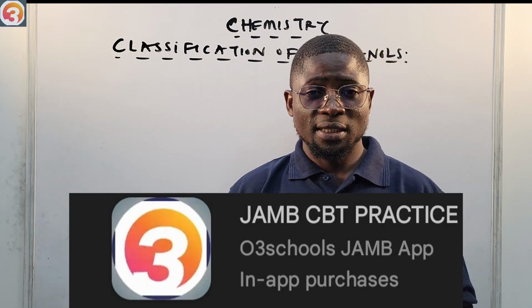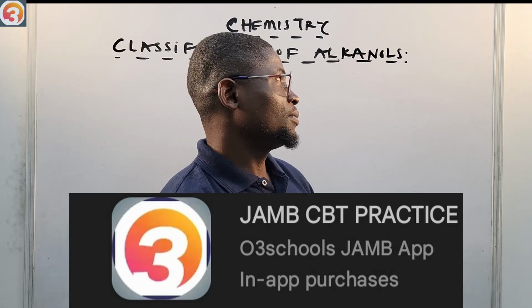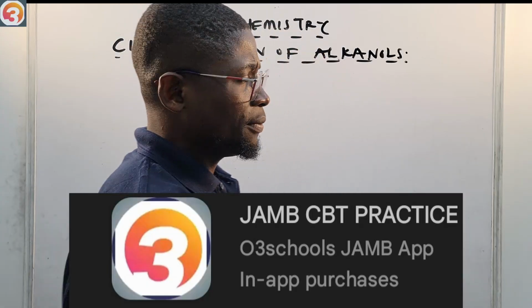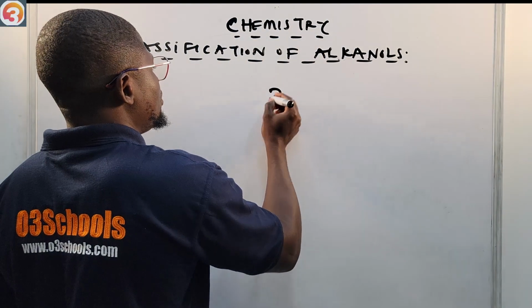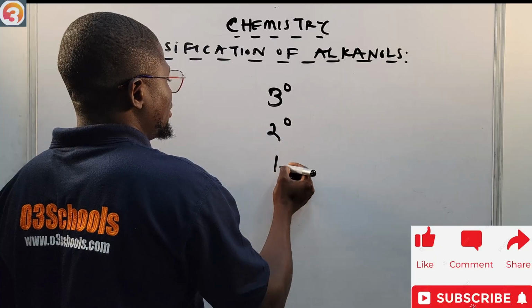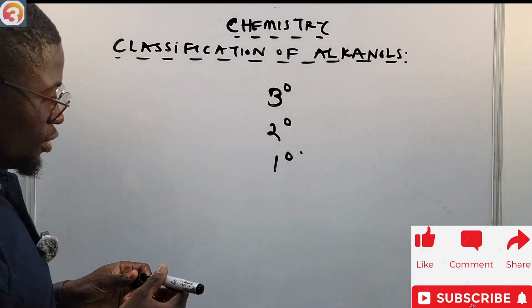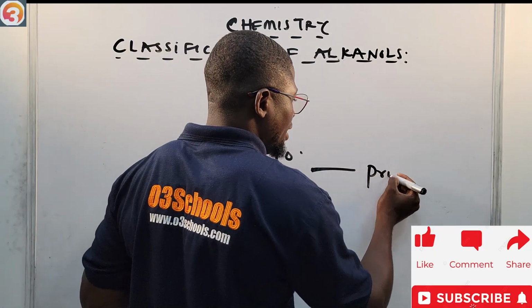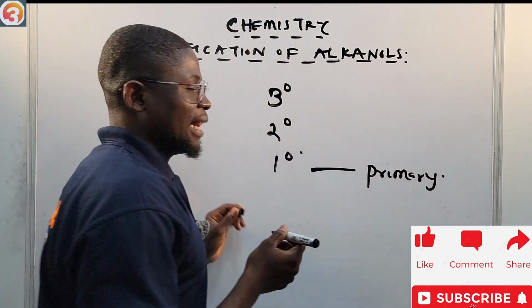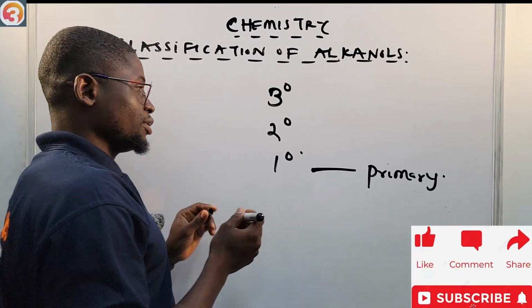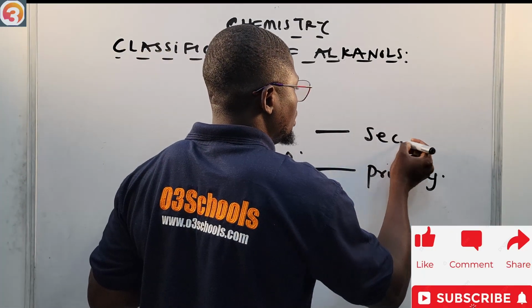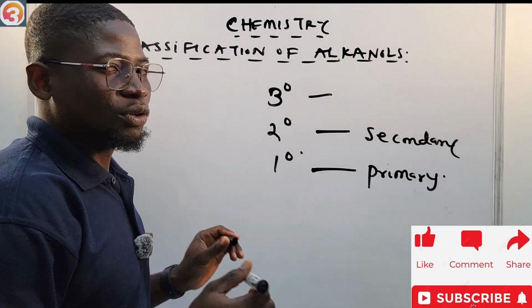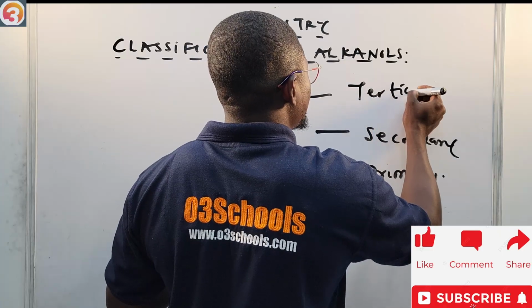So please, if you're not too busy, join us on this class as we discuss classification of alkanols. Alkanols can be classified into three. We call them 3-degree alkanols, 2-degree alkanols, and 1-degree alkanols. From the bottom, we have 1-degree alkanols that we call primary alkanols. Then we have 2-degree alkanols or alcohols that we call secondary alkanols. Then we have 3-degree alkanols that we call the tertiary alkanols.